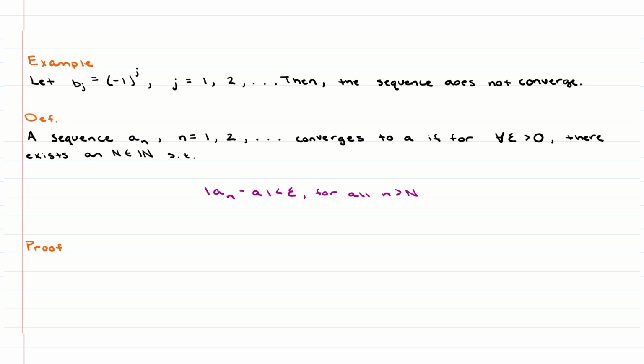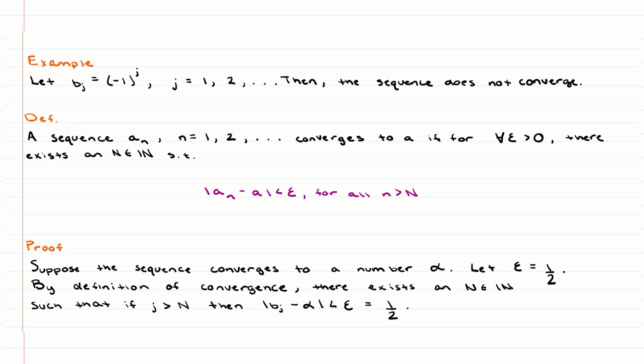The first thing that we'll do is suppose our sequence converges to a number alpha. Now we'll set epsilon equal to a half. Then by definition of convergence, there exists a natural number n such that if j is greater than n, then the absolute value of b sub j minus alpha is less than epsilon, which equals a half.